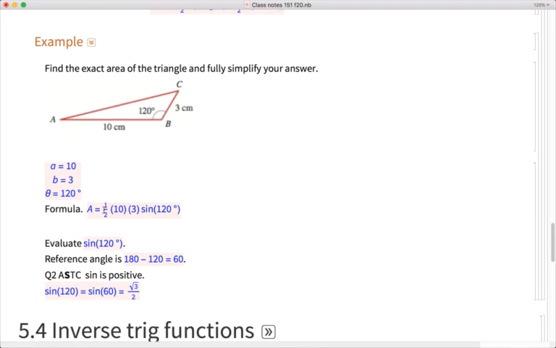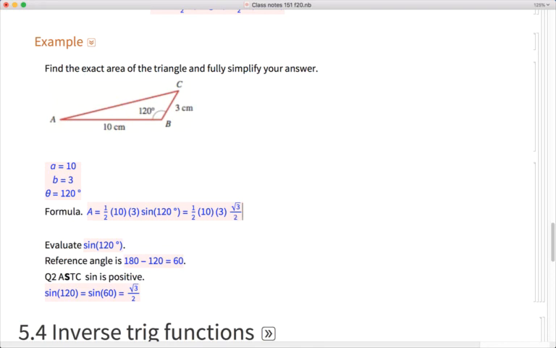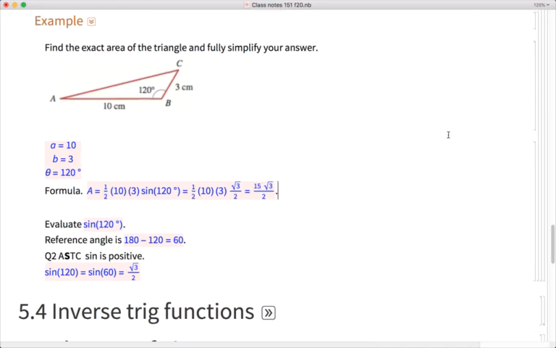Oh, this is the steep angle. I should have written that. So this sine is root 3 over 2. Root 3 over 2 is what we're going to put in. And let's see. I think we'll leave this as 15 root 3 over 2. And that'll be our simplified form.